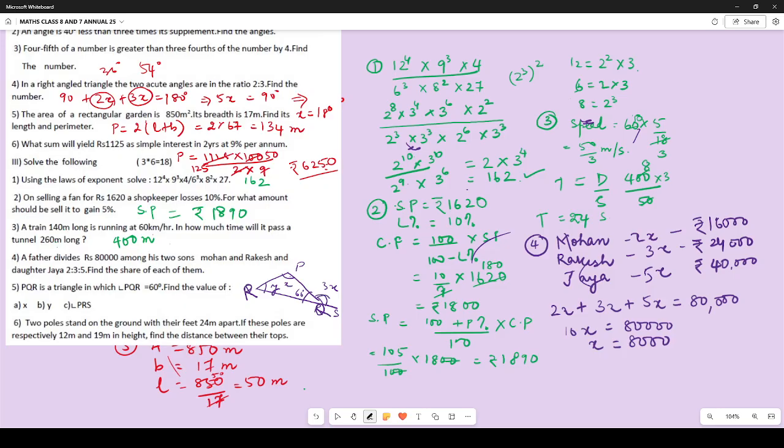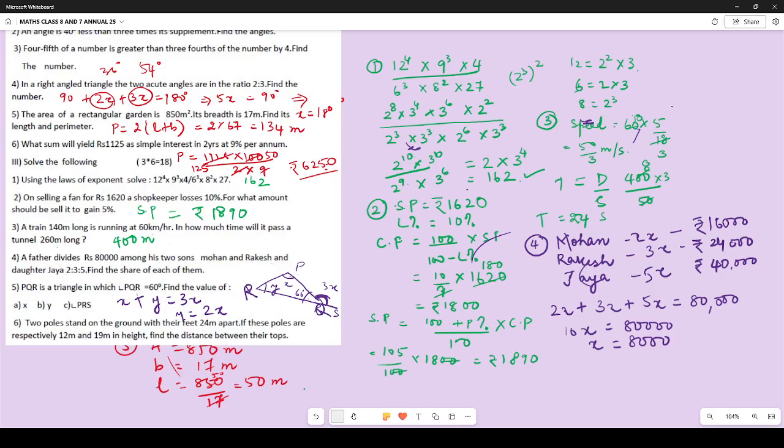Now this is 3X. We know with properties of triangles that the exterior angle is equal to the sum of the opposite two interior angles, right? So we have X plus X plus Y is equal to 3X, right? So that means Y is equal to 2X. Okay. So we have X plus 2X plus 60.